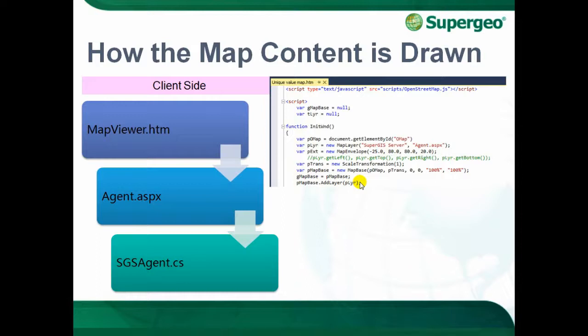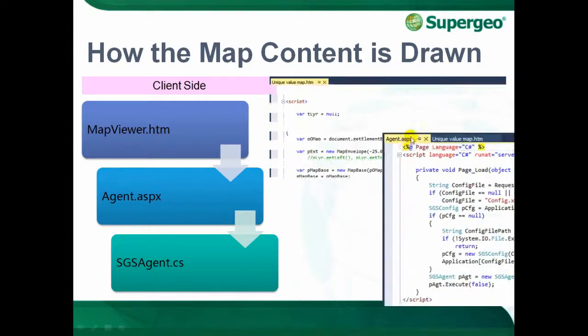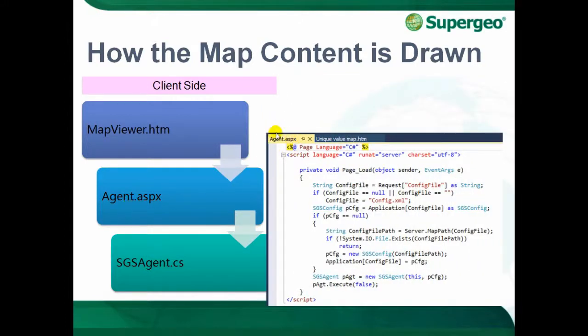So let's dig further into what's inside this agent.aspx. In this file, it will load the configuration of all the settings for the map service, and besides that, it will also call out a function in SGS agent. This is the major part we would like to use a lot of functions from. So allow me to introduce more about the SGS agent.cs.